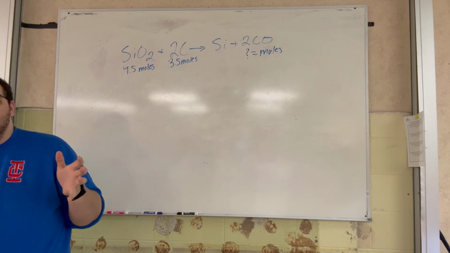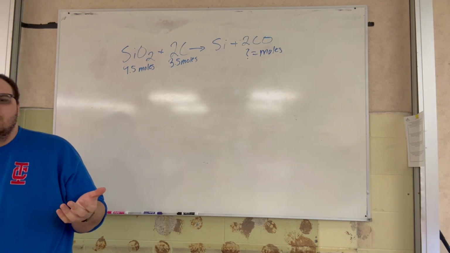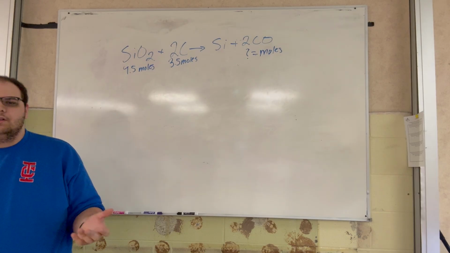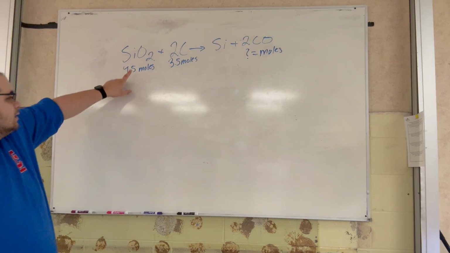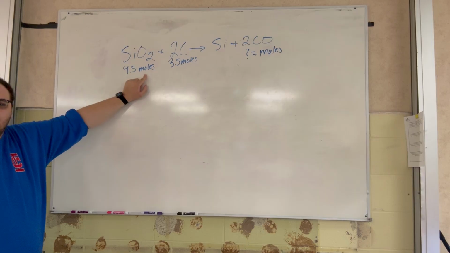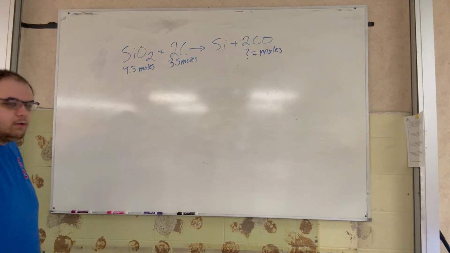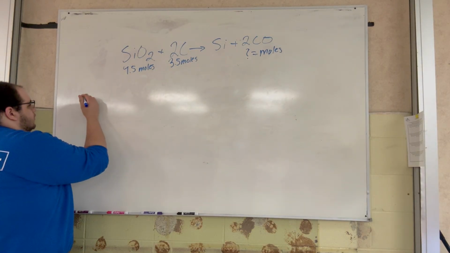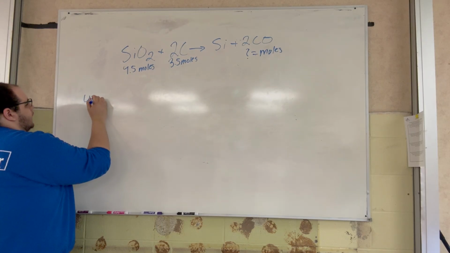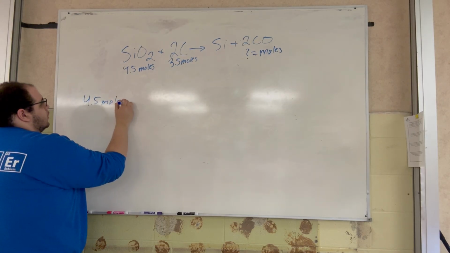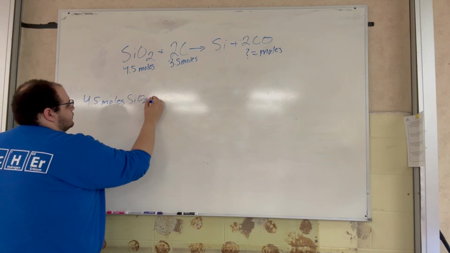The first thing I'm going to do is just do my normal grid. Pick a reactant, and we're going to do a grid. I'm just going to pick this guy first because he's the one on the left. Is that okay? No. We always start our grids with our given. In our case, this guy is going to be 4.5 moles of SiO2.